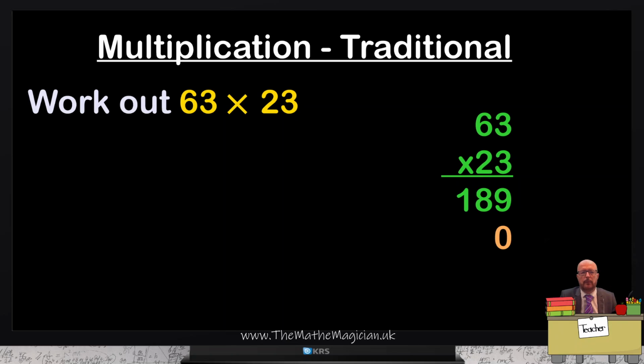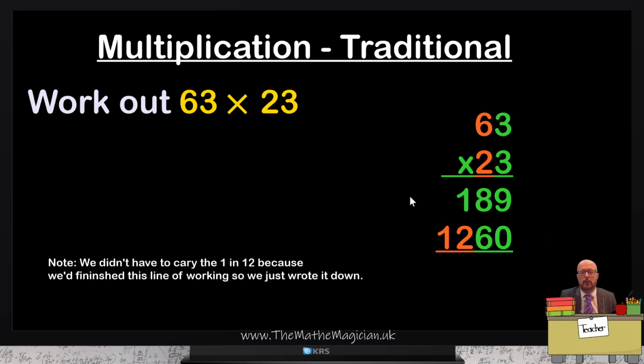Now we can do 2 times 3, which is 6, and the 2 times the 6, which is 12. We've got no need to do the carry, we can just put the 2 straight in. Oh, I've spelled carry wrong there, but ignore it.